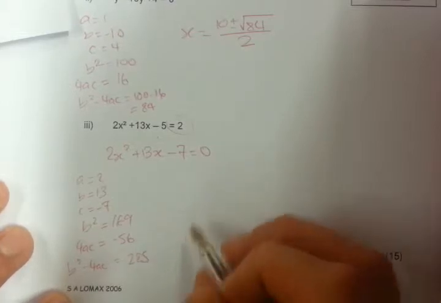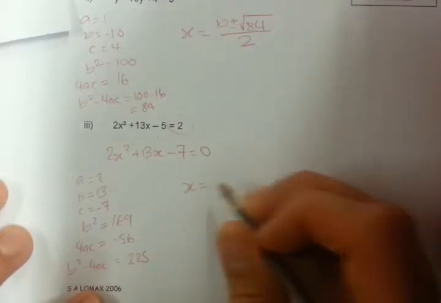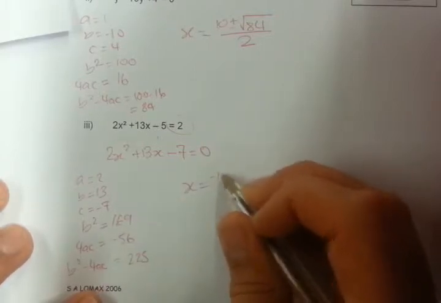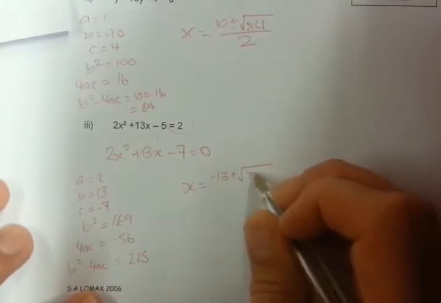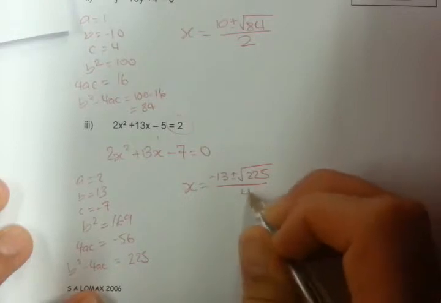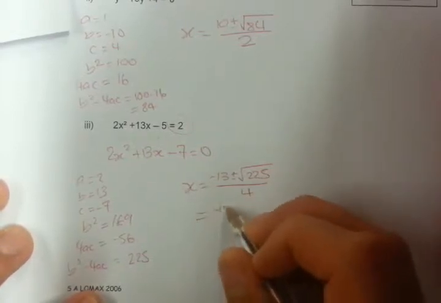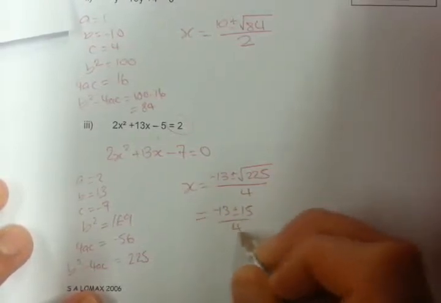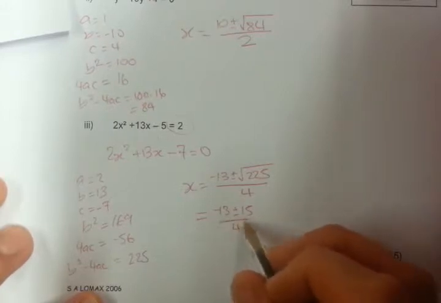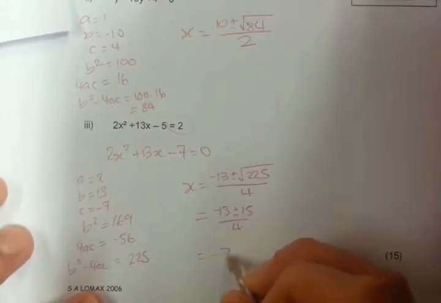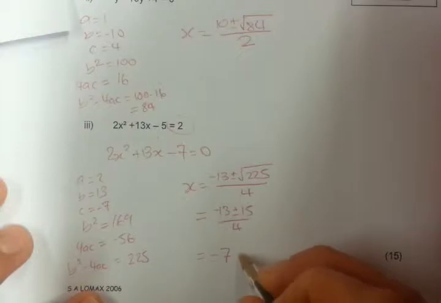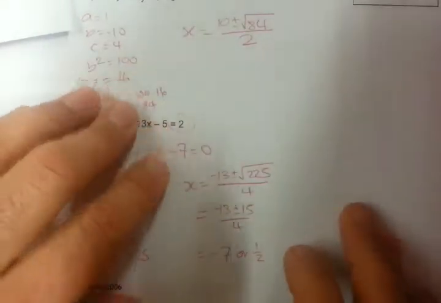225. That actually is going to square root to give you a positive number. So we get x equals negative b plus or minus the square root of b squared minus 4ac all over 2a. And that's 15. So we get minus 13 plus or minus 15 over 4. So I actually bothered to do this one. Minus 13 minus 15 over 4 is minus 7. And minus 13 plus 15 over 4 is a half. Okay. Moving on.